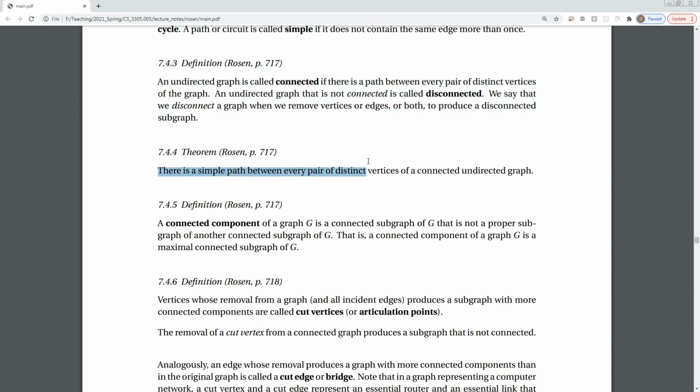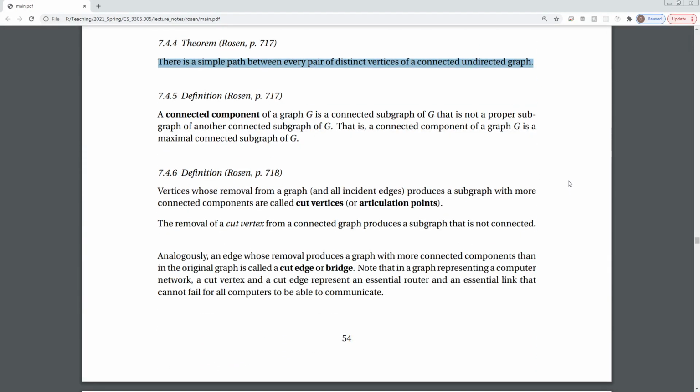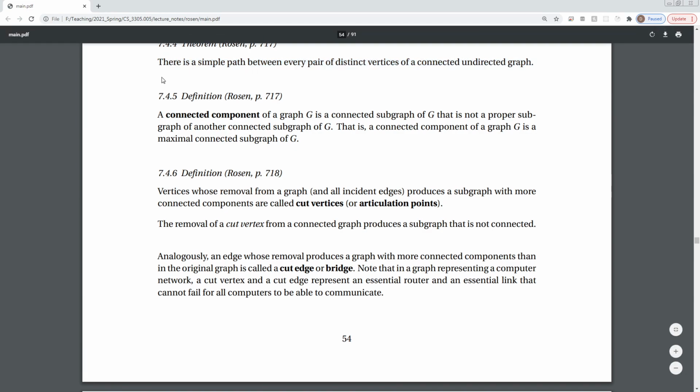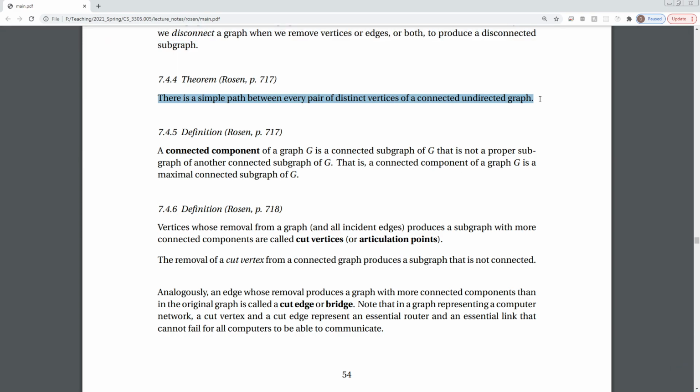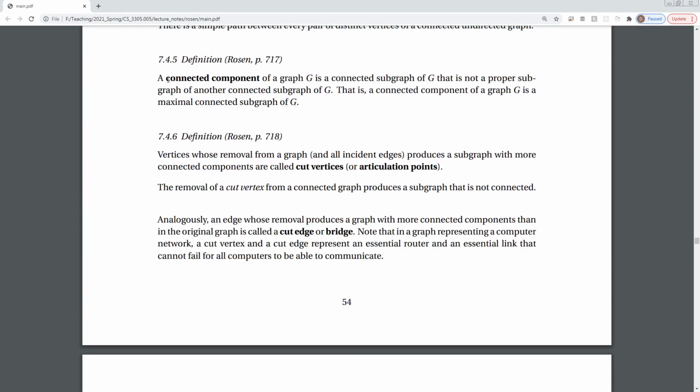So this is a theorem. There's a simple path between every pair of distinct vertices of a connected undirected graph. Okay, so all that's saying is that if everything is on the same network, then you can go without repeating yourself or backtracking or whatever. You can go from A to B, from any pair of computers on your network, without having to repeat yourself. And so it's kind of intuitive, but it's nice to know that there's a theorem that states that. Okay. Back to the definitions.